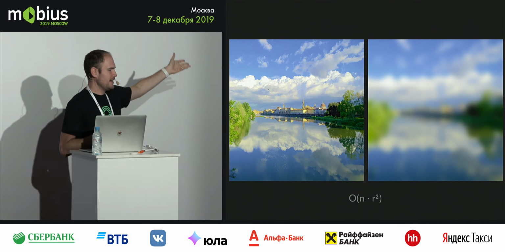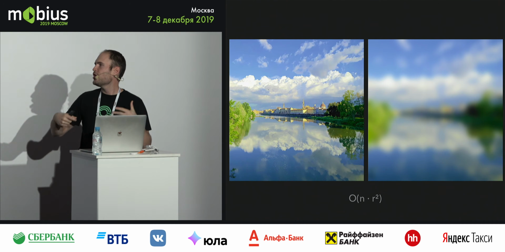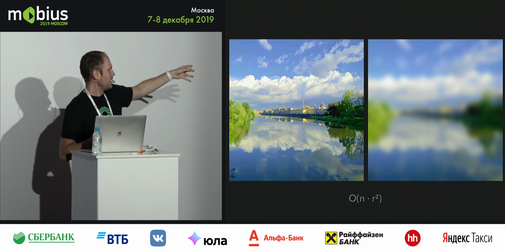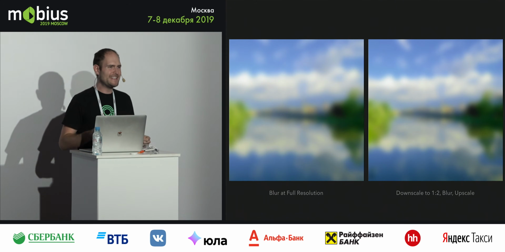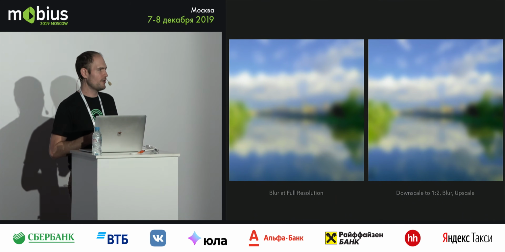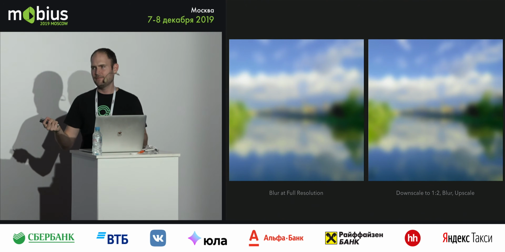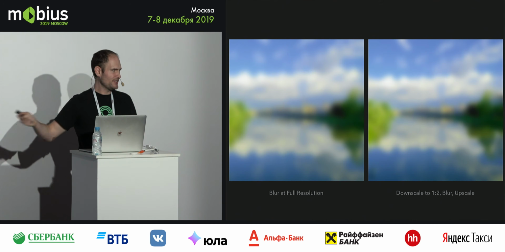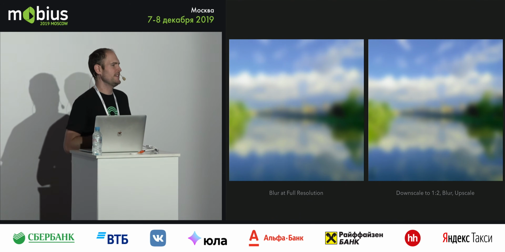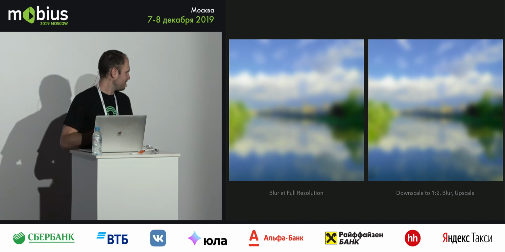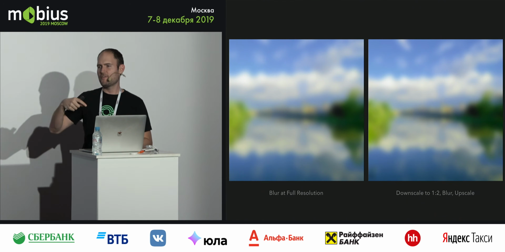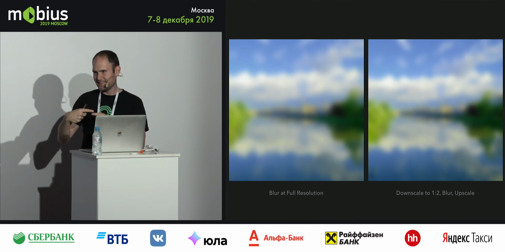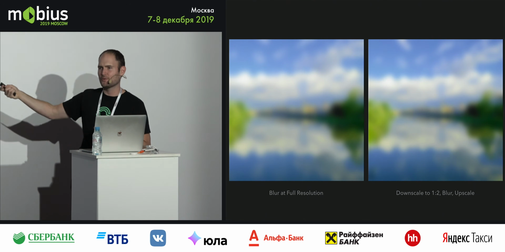But in the case of an image processing app, we want a really rich, beautiful blur like this. Well, what if we downscale the image to 1/4 of its size, and then blur it, and then use hardware to upscale it later? If I didn't have the labels at the bottom of the screen, there's no way you could tell the difference between these two blurs. It's good enough. And in addition to processing 1/4 the number of pixels, the blur radius is now half of what it would be at the full resolution.